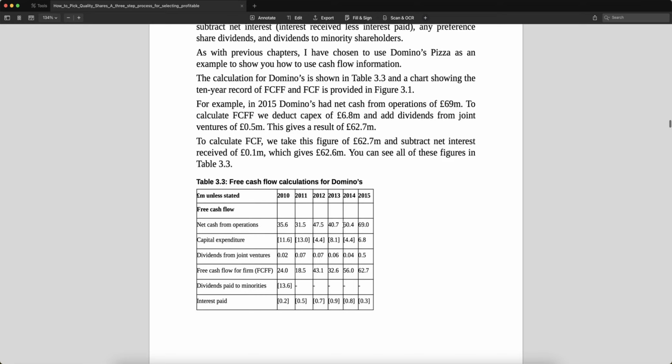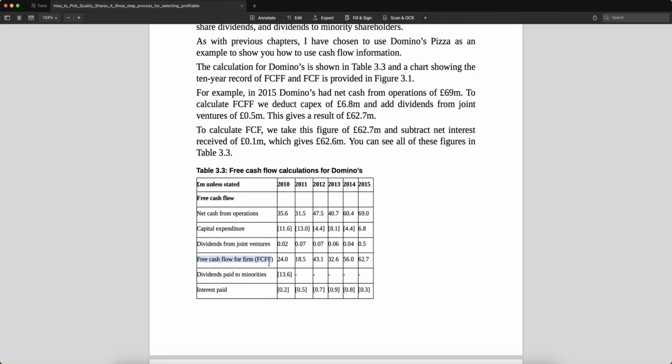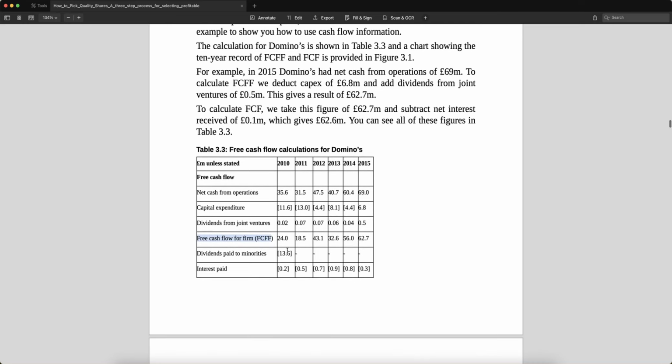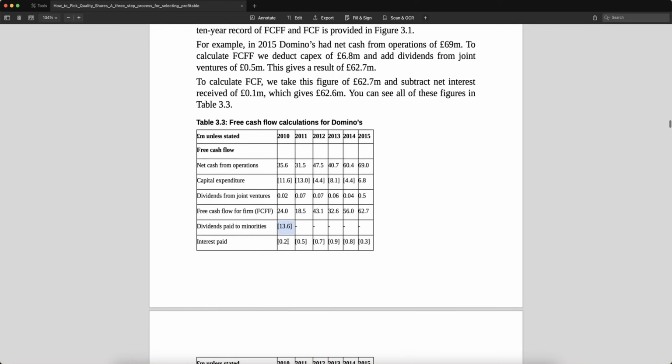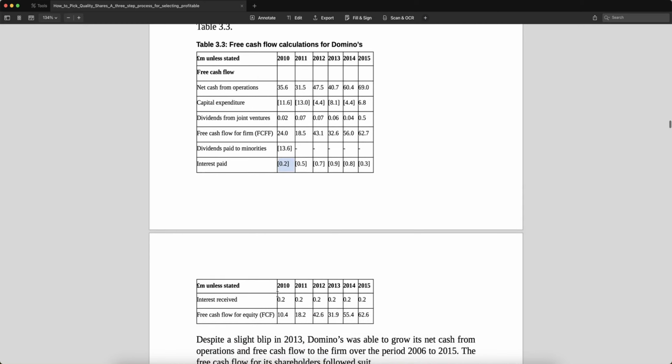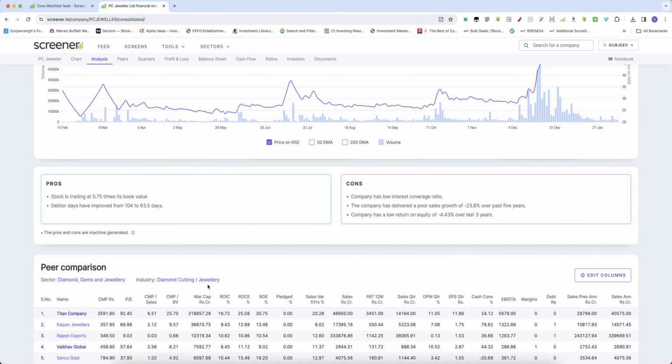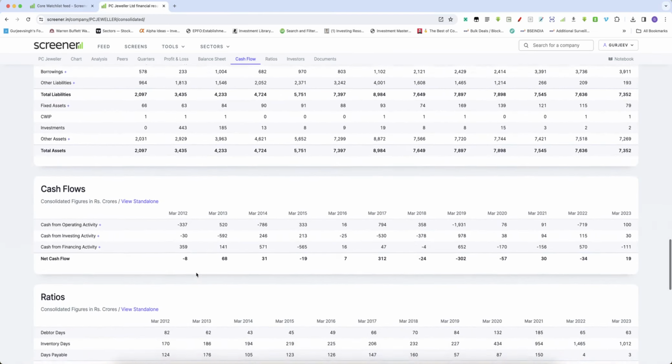There is a slight difference in how you calculate all this. You take the net cash flow from operations, you subtract the capital expenditure, and you add the dividends from joint ventures, not the main firm, the joint ventures to the firm, and you land up on something called free cash flow to the firm. Then you subtract the dividends you pay out to the minority shareholders, you subtract the interest you pay out on your loans, you add the interest which you receive, and you get something called free cash flow to the equity. But you don't have to do all this. All this is automatically done in the statement of cash flows.